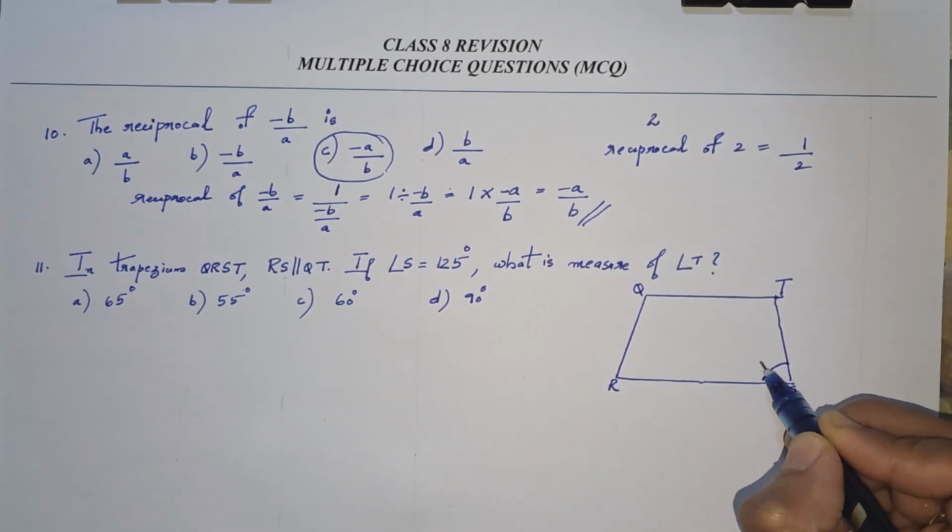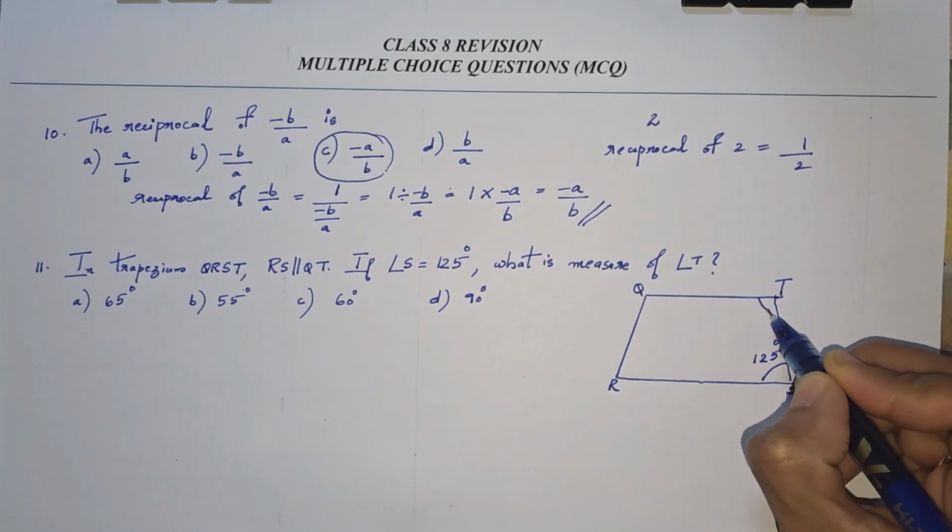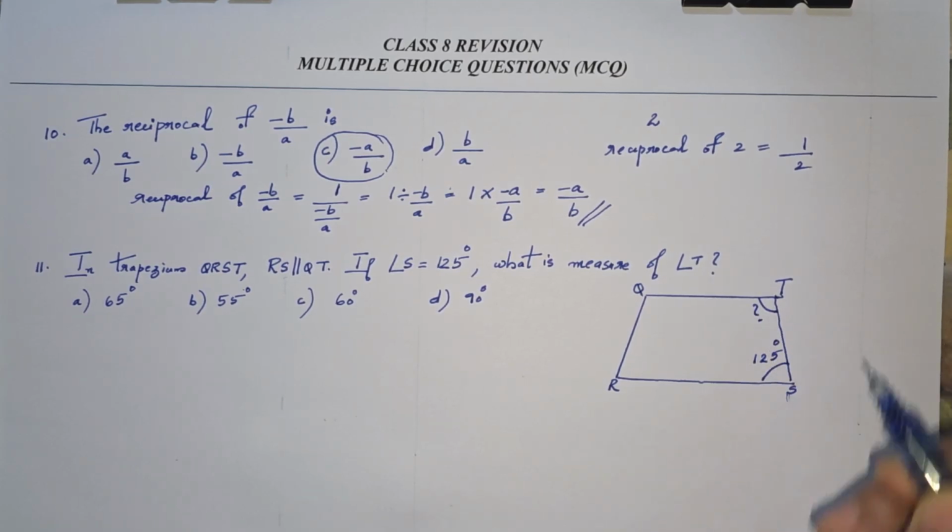This angle is given to be 125 degree. If so, what is this angle? This angle we have to find out. How do we do this?